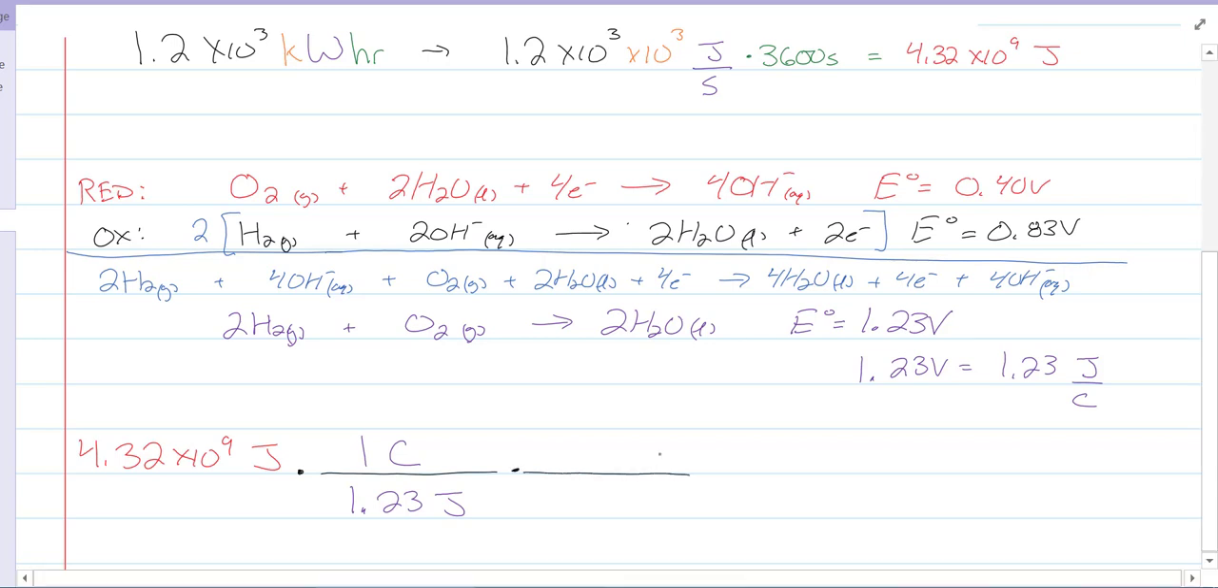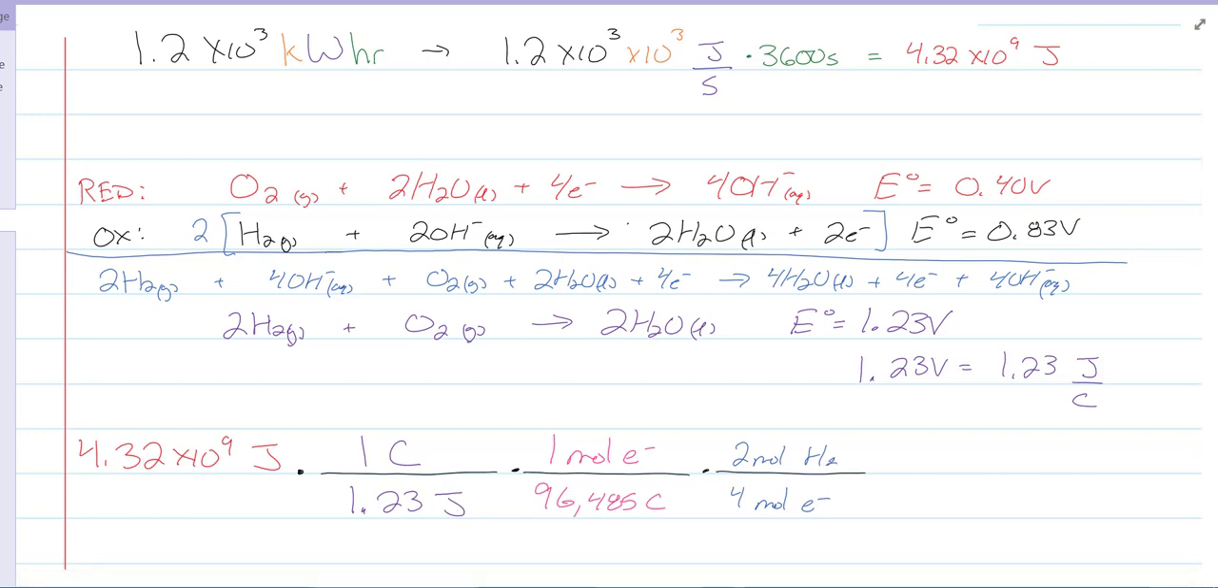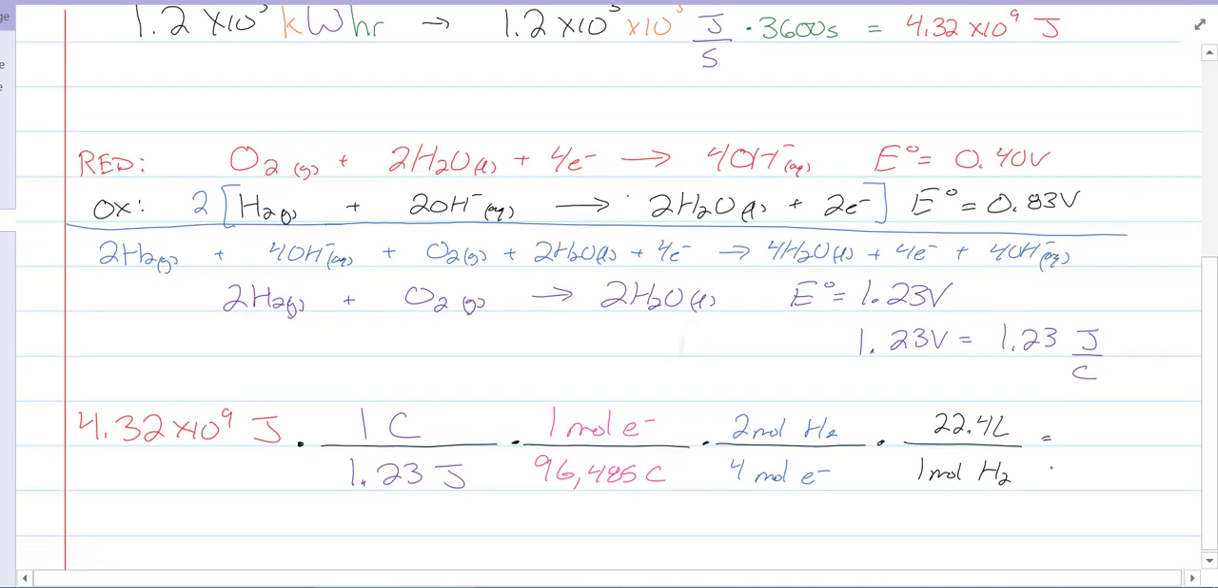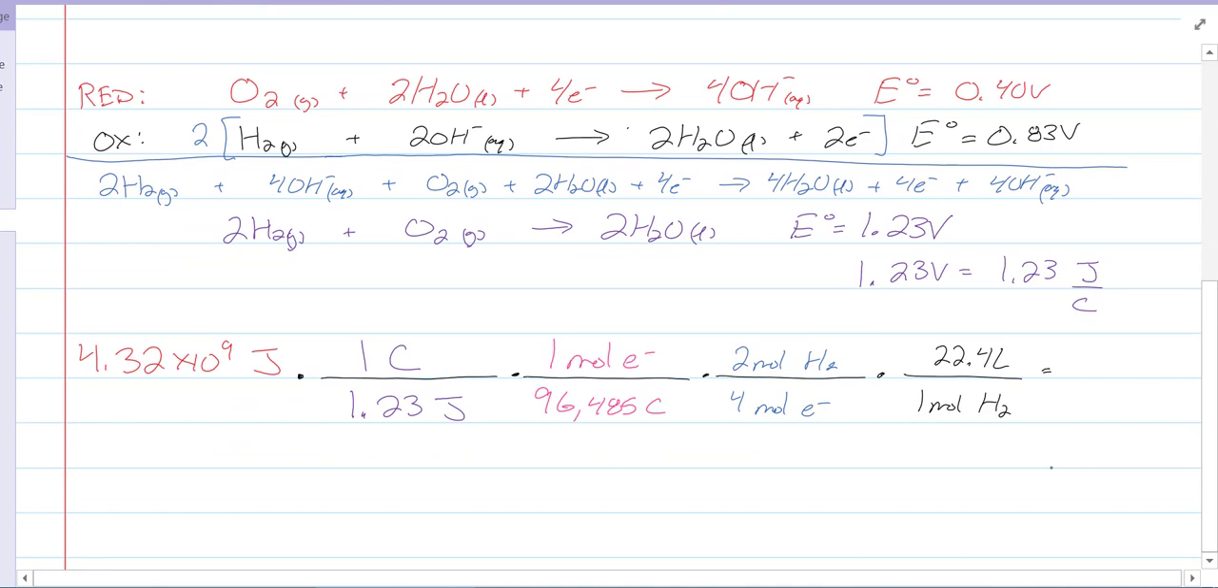And then we know there are 96,485 coulombs per 1 mole of electrons. Then we know that there are 4 moles of electrons transferred per 2 moles of H2. And then since we're at STP, 1 mole of H2 is 22.4 liters. There we go. And so this turns out to be 4.1 times 10 to the 5th liters of H2 at STP. That's a lot of H2.